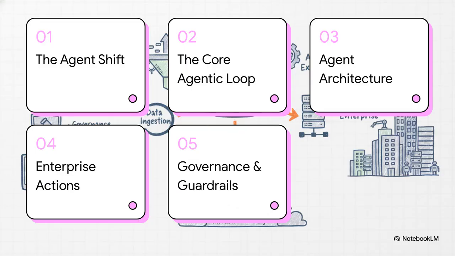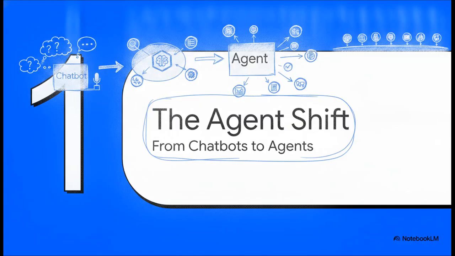Here is our blueprint for today. First up, the agent shift. Second, the core agentic loop. Third, anatomy of agent architecture. Fourth, real-world enterprise actions. And finally, governance and guardrails. Let's get to it. Starting with Section 1, the agent shift, moving from chatbots to agents.